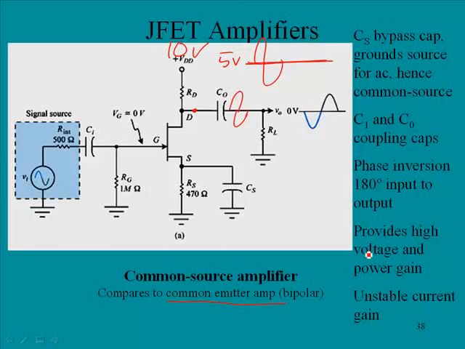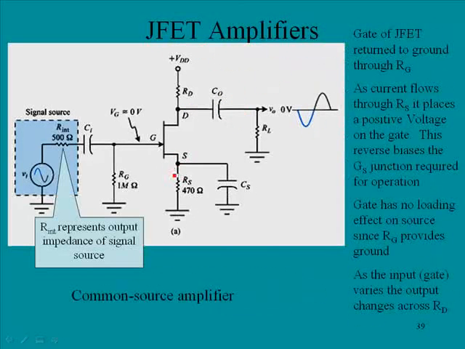This provides high voltage gain, or high voltage and power gain, and it tends to be a little bit unstable in terms of current gain. Oftentimes they will place another resistor in here that tends to swamp out those variations in current gain. That's also done with the common emitter amp.